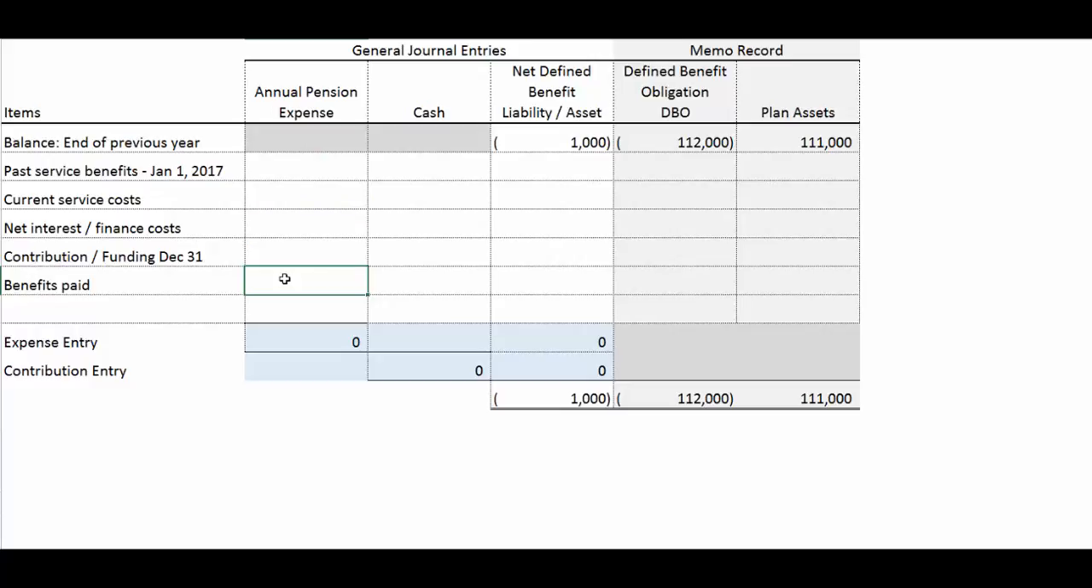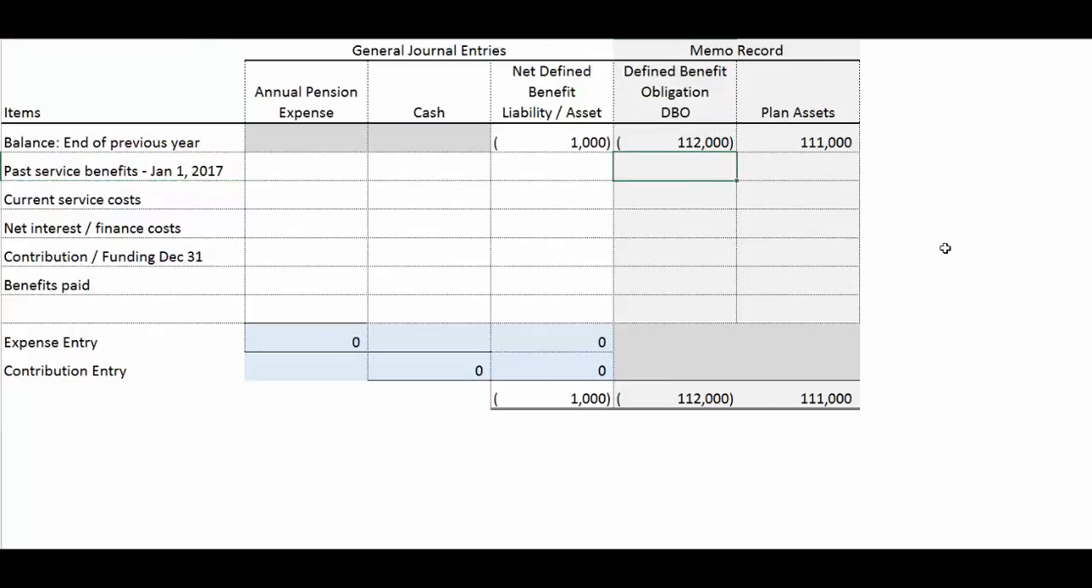In 2017, the company amended its defined benefit pension plan to grant prior service benefits to certain employees. So this is just going to include some employees who had worked prior to the plan starting up, and they're going to extend some additional benefits to them. And this was done on January the 1st, 2017.